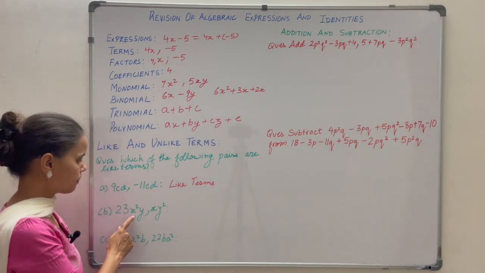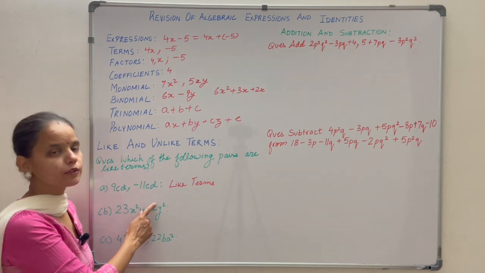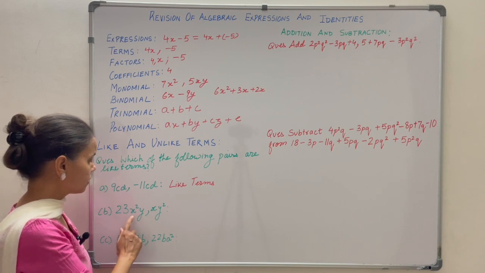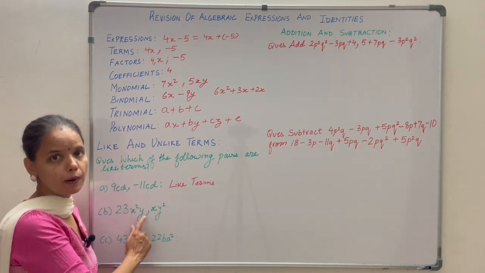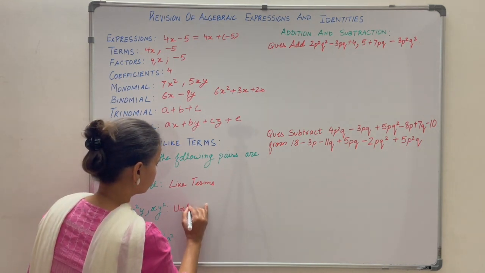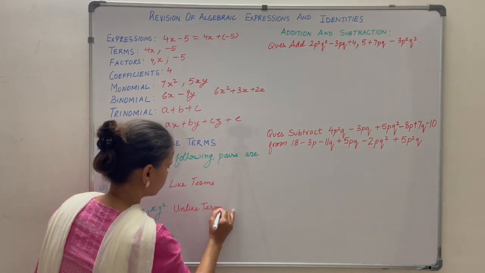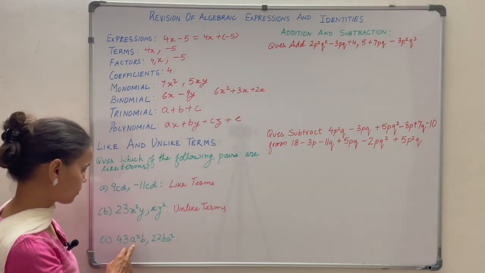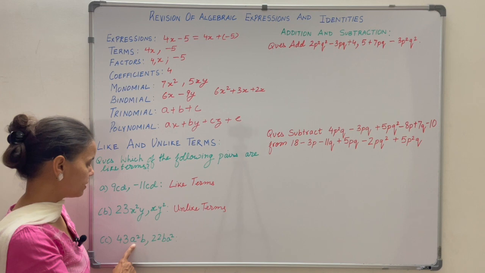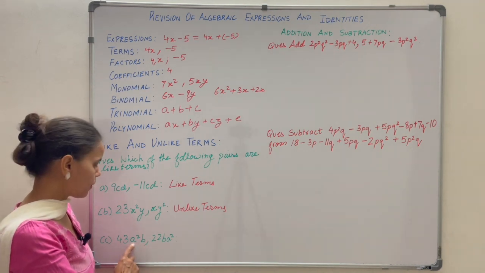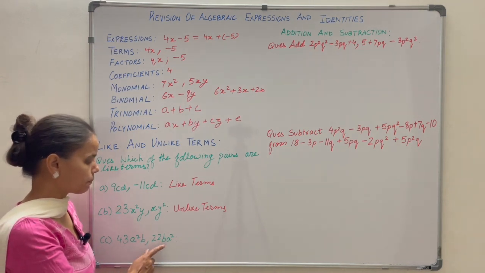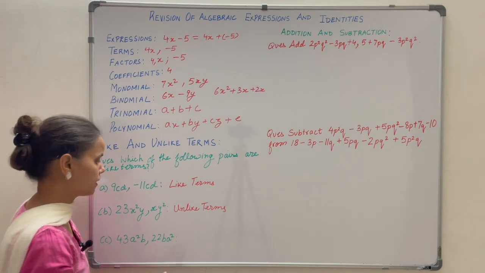For this question, the power of the variable x is 2, here the power of the variable x is 1. So even though these two expressions have the same variables x and y, the powers of these variables are different. So they are unlike terms. Let us see this question now, a square b and b a square. Their variable is a. Here also the variable is a. The power of a is 2. Here also the power of a is 2. Here b, here also b. Both have the same power, 1 and 1. So these two are like terms.